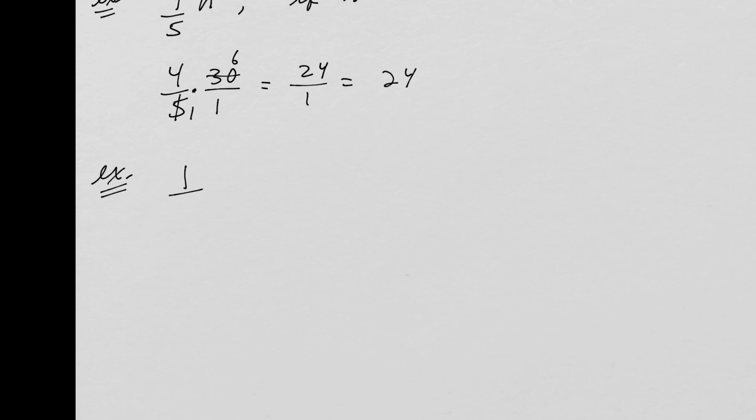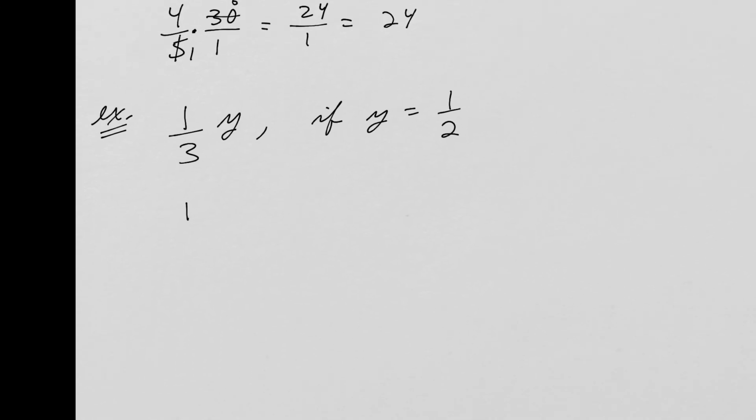And how about this one? 1/3 y. I want to evaluate that if y is equal to a half. So again, I go to my expression where I have a y. I'm going to plug in a half. And then I carry out the computation, so I have to multiply those fractions together. I can't really simplify first, so I'm just going to multiply numerators. 1 times 1 is 1. And denominators, 3 times 2 is 6. And that would be my answer. So it's equal to 1/6.